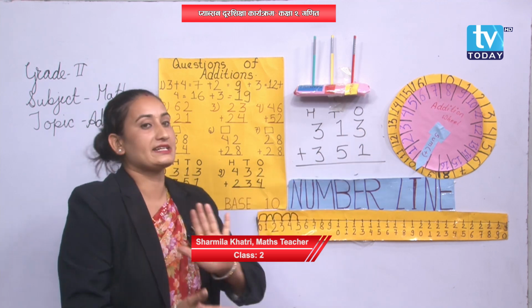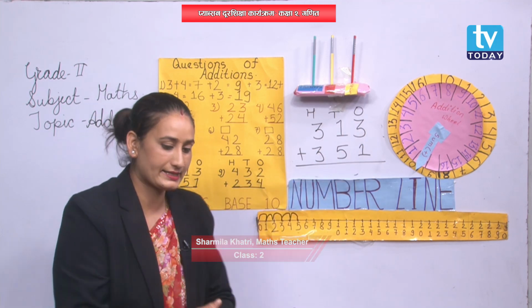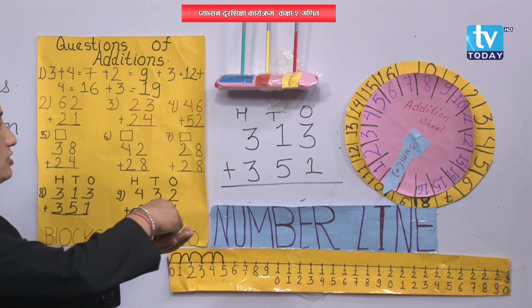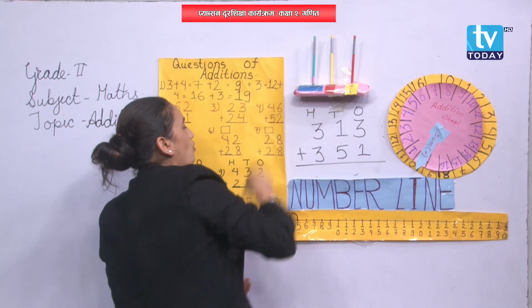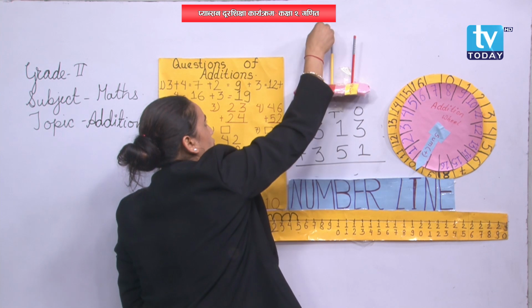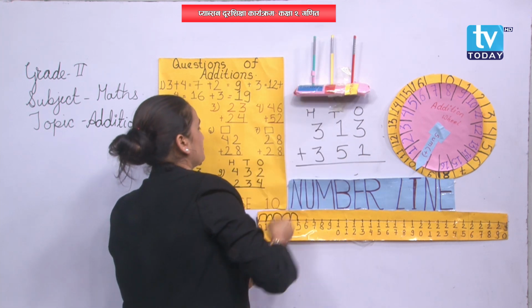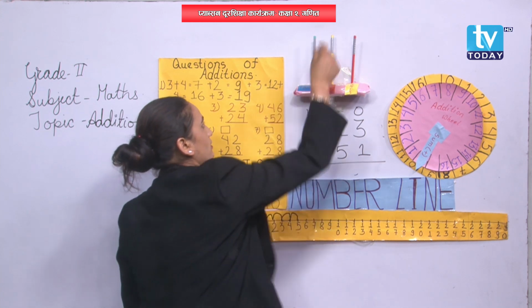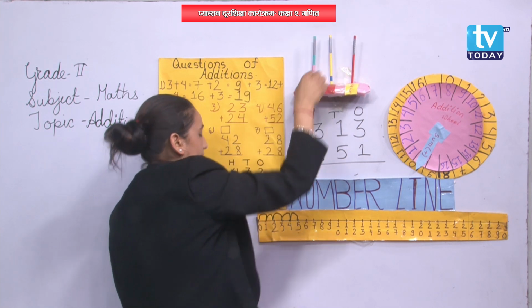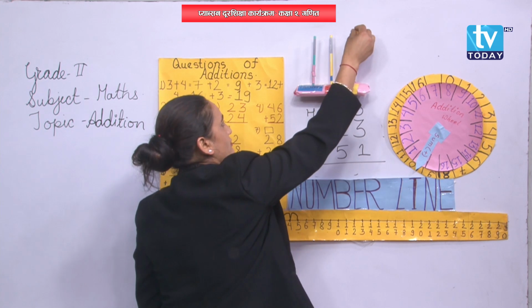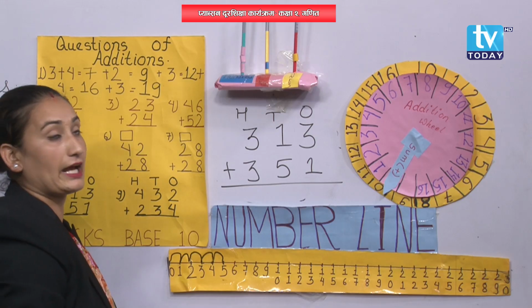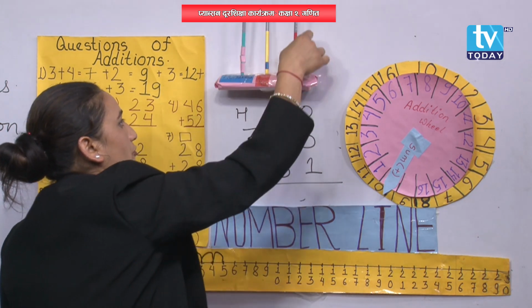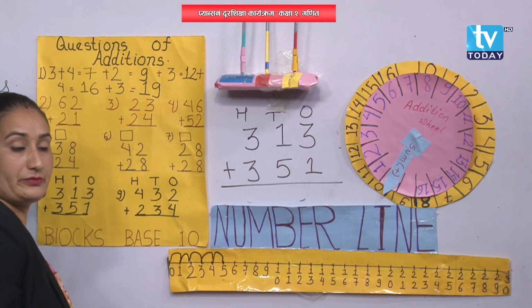Okay, 313 is at the top. First of all, let's make 313. This color denotes 300. So, see here, how many lines am I going to put? 1, 2, 3. Now, again 1. Again 3. Here we are using different colors, okay, so that you should not get confused. 1, 2, 3. Again, I need to make 351, right?